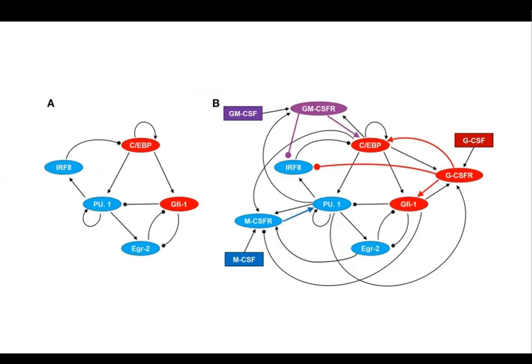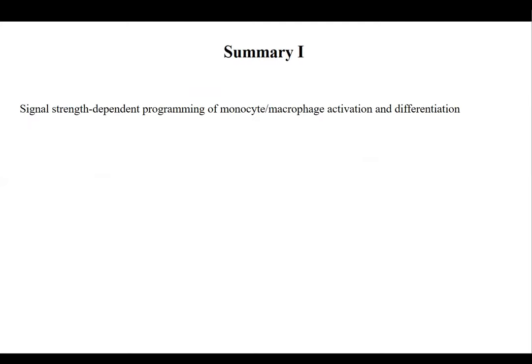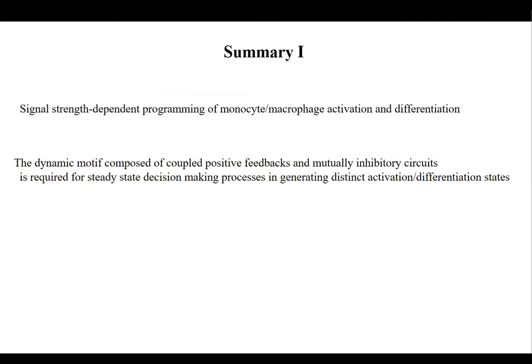And just to summarize what I talked about in the last 30 minutes or so, we believe that the immune cells can develop unique memory states, and they can recognize not only the nature of the signal, but also the signal strengths and histories. And the reason we can establish innate immune memory is because there are dynamic motifs composed of these coupled positive feedbacks and mutually inhibitory feedbacks. And these are critically involved in the steady state decision-making process in generating distinct activation and differentiation states. And those key motifs can happen at multiple levels.